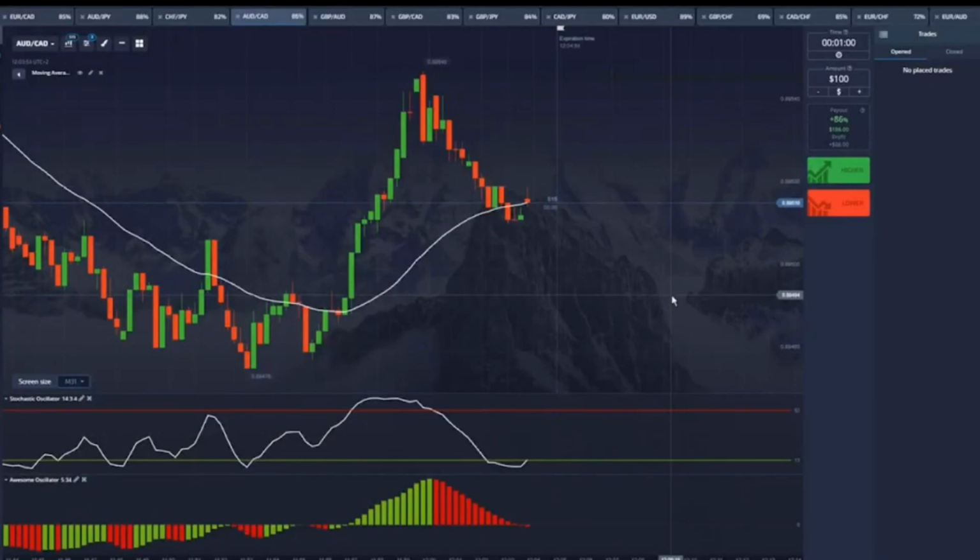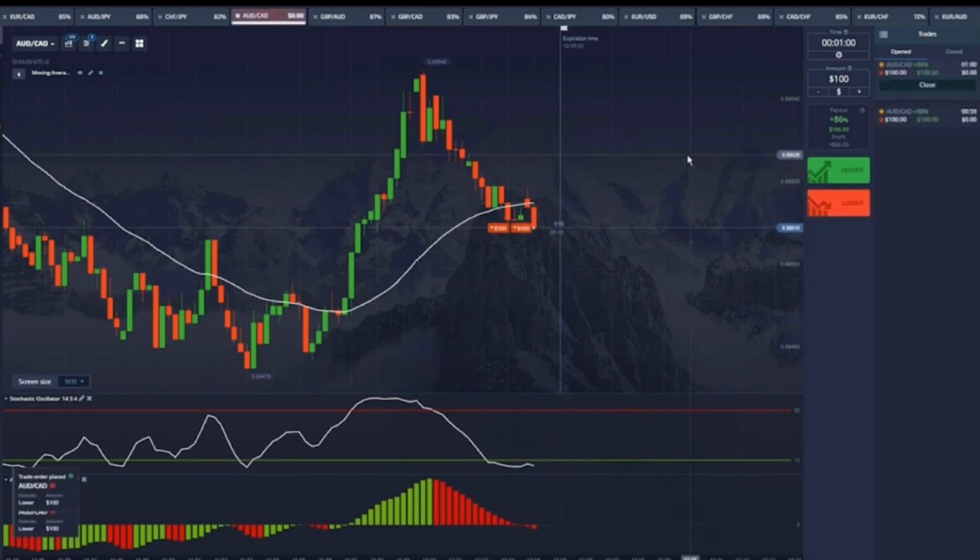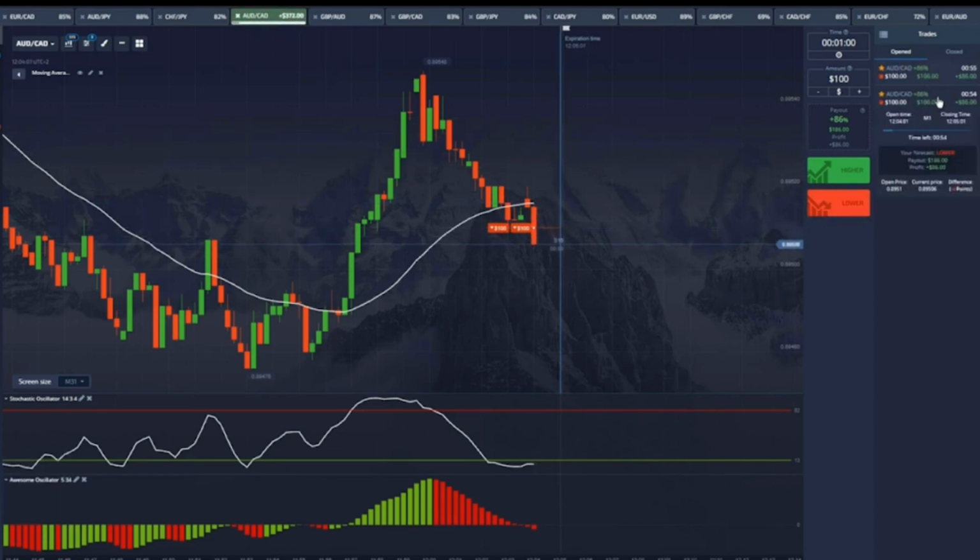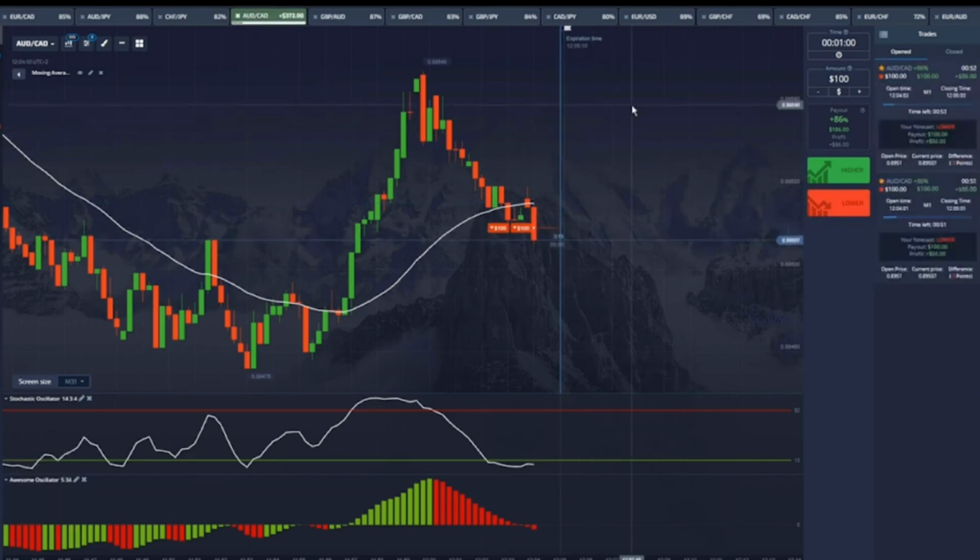At this put option entry point, the main entry signal is given by the awesome oscillator as it is going downward with very strong momentum. Although the stochastic oscillator is leaving the oversold condition upward, there is very high chance that it won't go upward because of the high momentum downward. Even the candles have gone below the moving average, indicating a bearish trend is starting out.